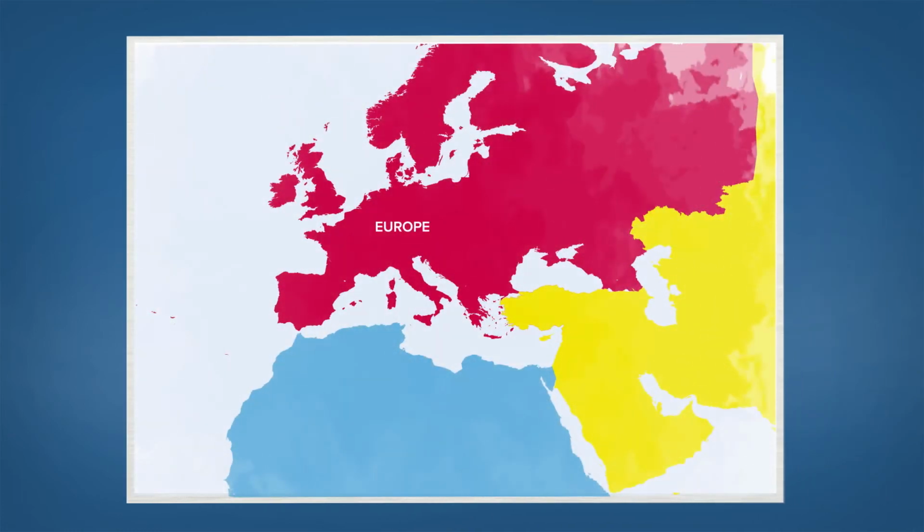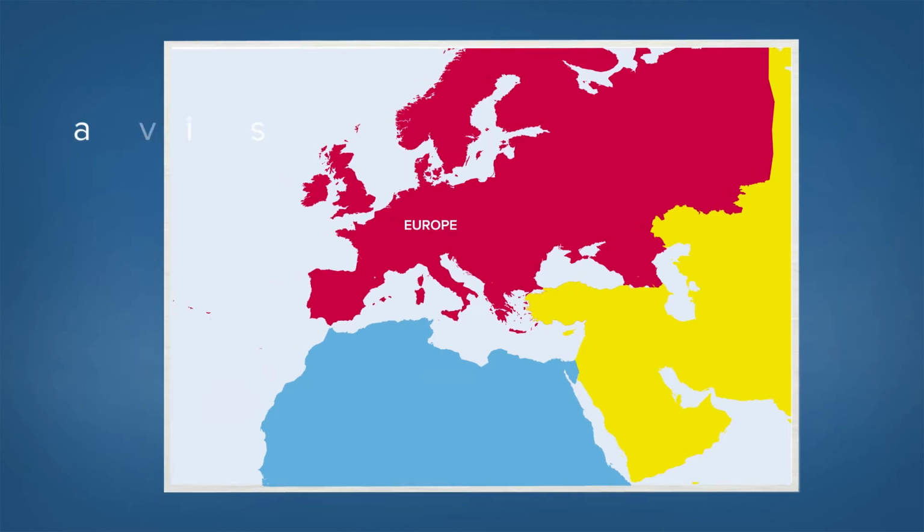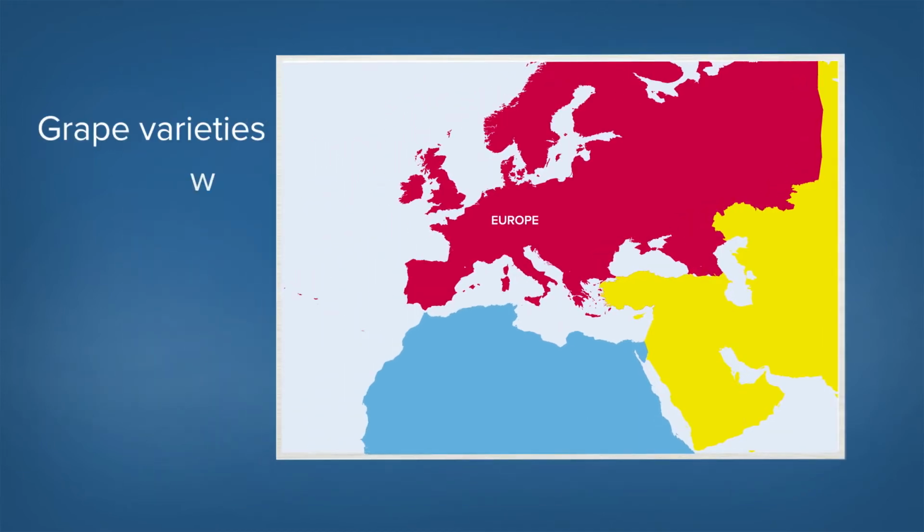In Europe, GIs come with a lot of extra local rules on top of the basic requirements to define the geographical area. These rules can control factors such as the grape varieties used and grape growing and winemaking practices.